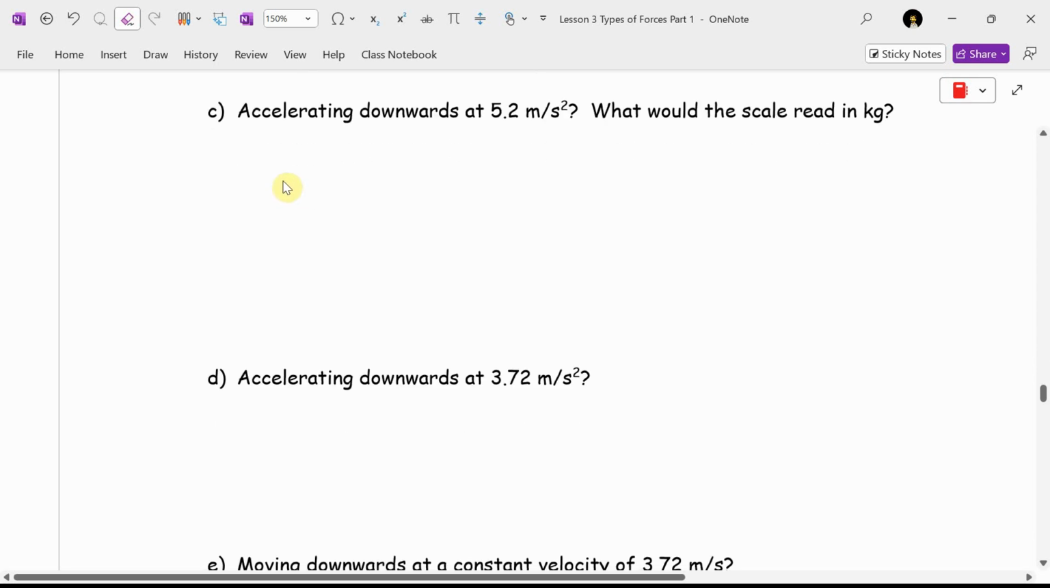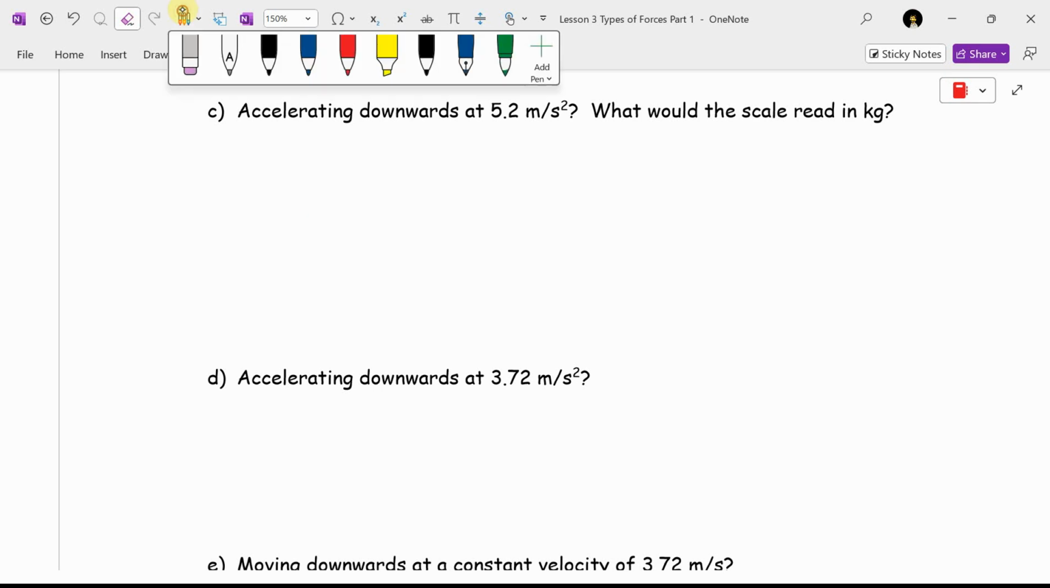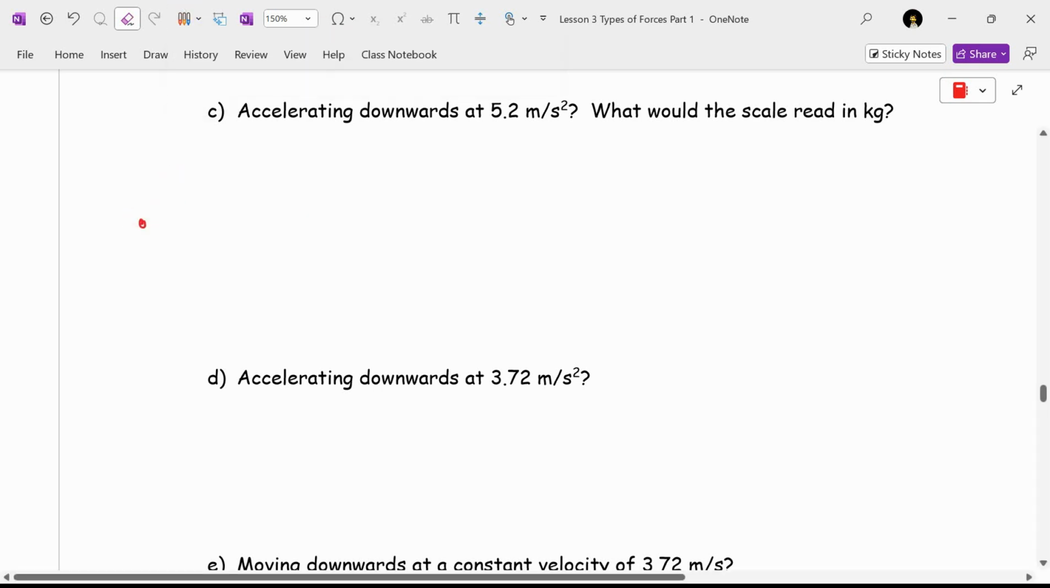Part C still wants us to find the normal force. There's no equation for the normal force on your green sheet. Why? Because this is a job for a free body diagram. We're going to have to figure it out. So here's this person. What are the forces acting on them? Get the obvious one. Gravity. Which way? What else?